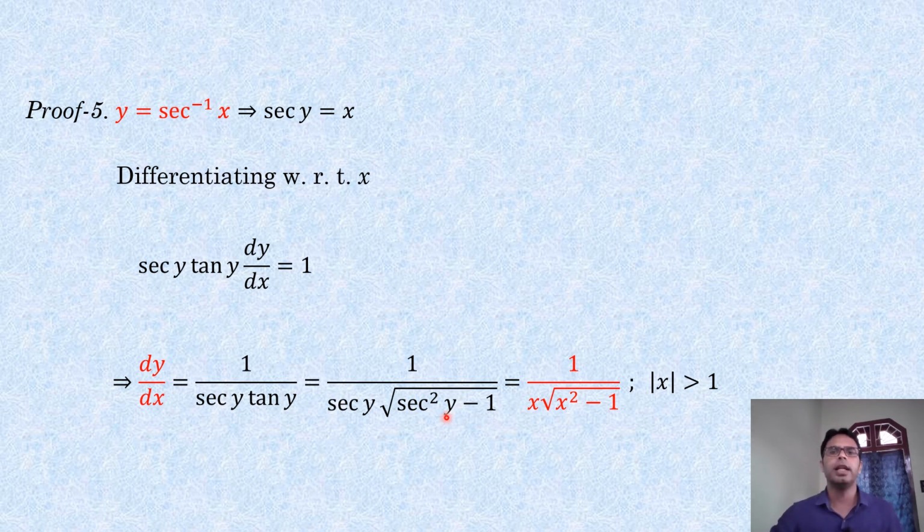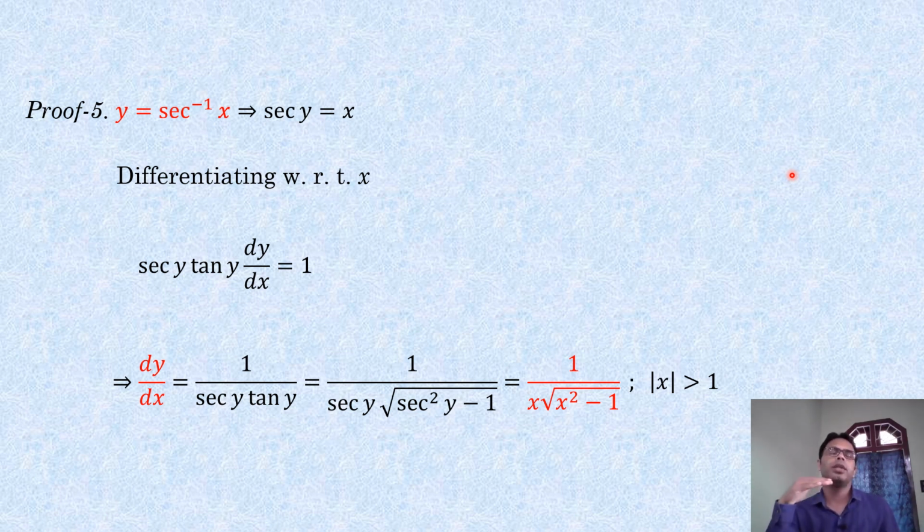Then again sec y is replaced by x here, so it is x into root over x square minus 1, and here is the condition. These conditions will be discussed in detail in the chapter inverse trigonometric functions. Okay, so this is the result for the differentiation of sec inverse x.